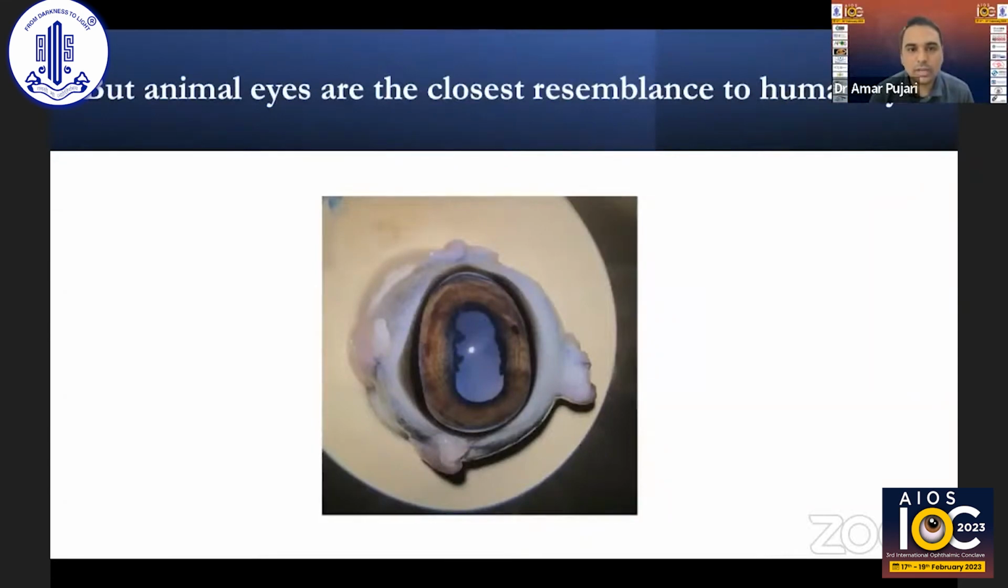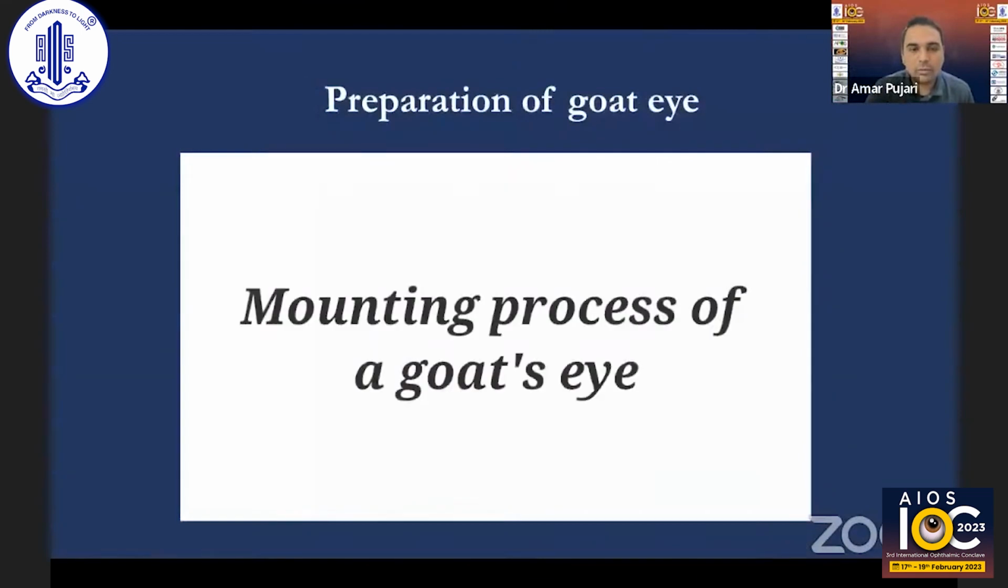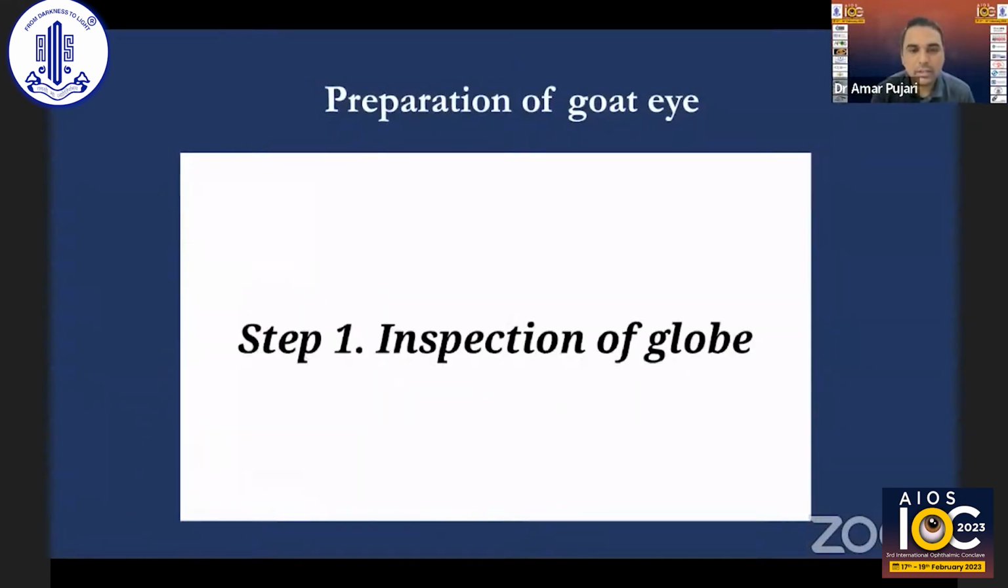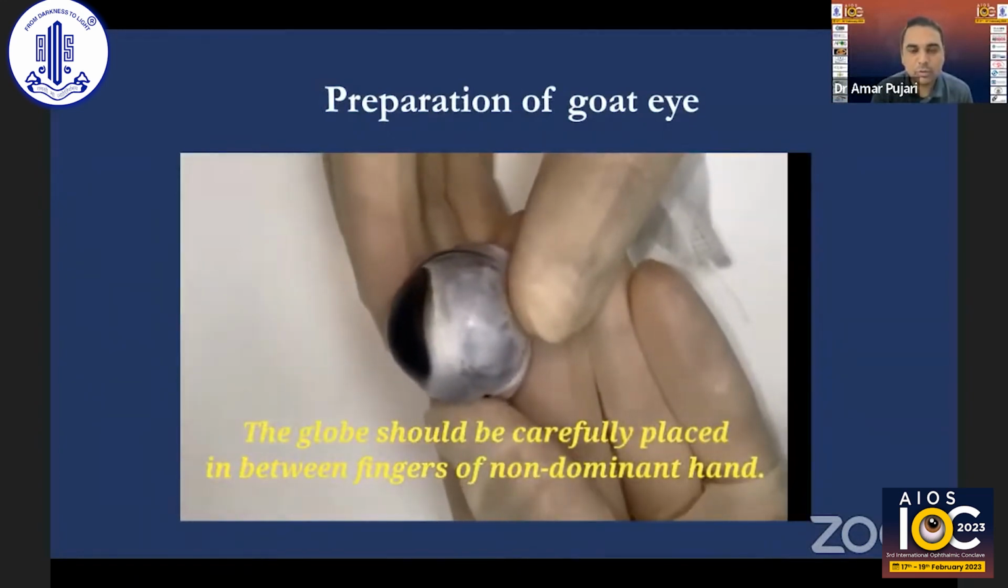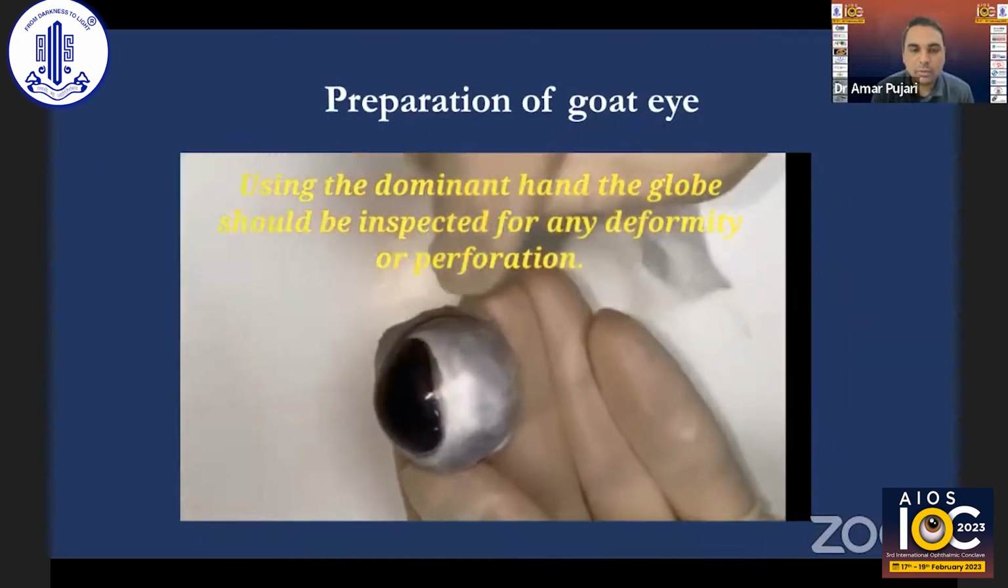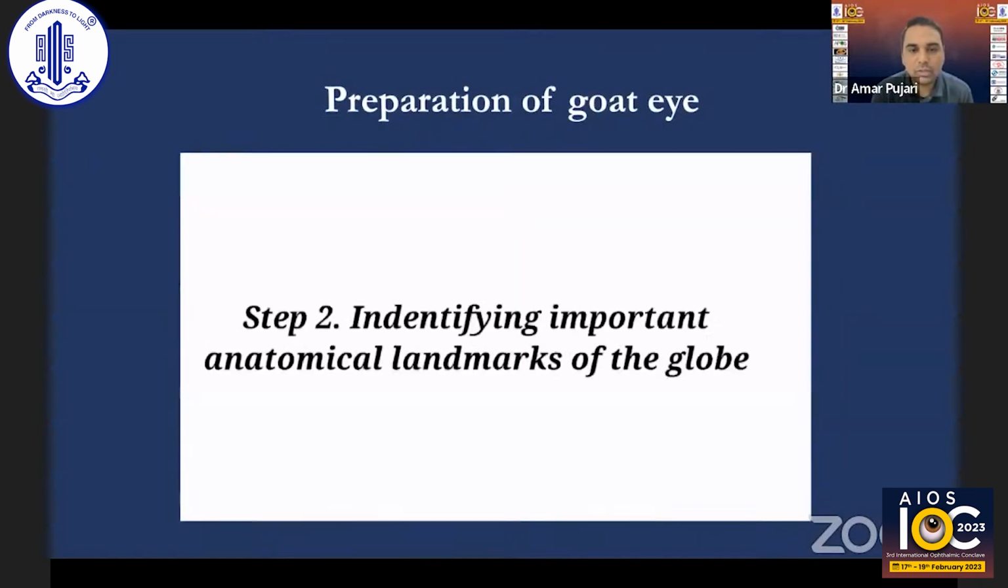So we have close neighbors, that is animal eyes, which are quite similar to human eyes, but they have different tissue elasticity and other features. But they are going to be very close. So here I'm going to tell some of the things which we follow at our National Eye Center. Whenever we bring animal eyes, specifically we bring more goat eyes. They cost 4 pieces for $1.